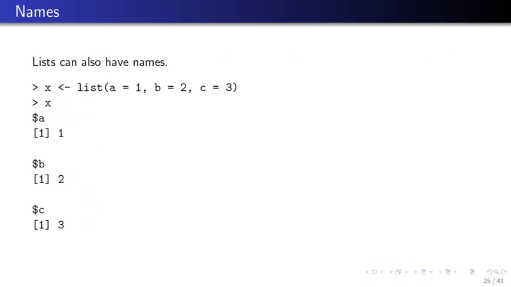Lists can also have names. And so, for example, here I'm creating a list with the list function, where the first element is called A, the second element is called B, and the third element is called C. And so when I print out the list, it prints out the names of each element and the values associated with those names.